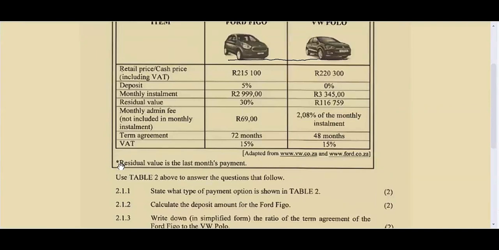Then we are given here, pay attention to this here, we are given that the residual value is the last month's payment, right? So if we have to agree to the term agreement of the Ford Figo, that means on month 72, we have to pay the residual value. Here on month 48, we pay the residual value. That is the last month payment, right?